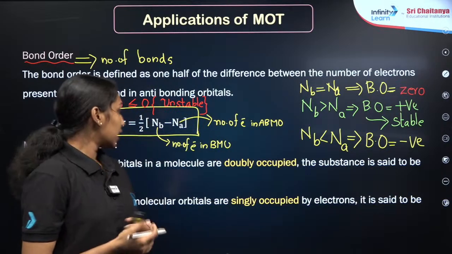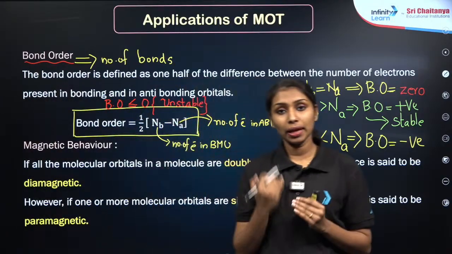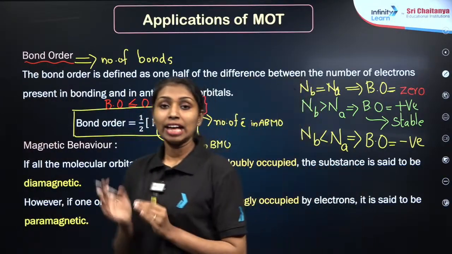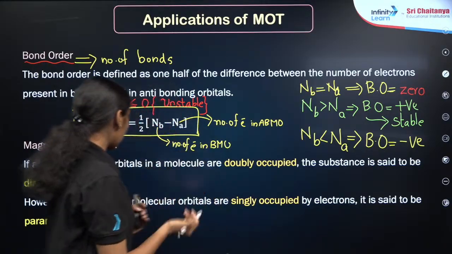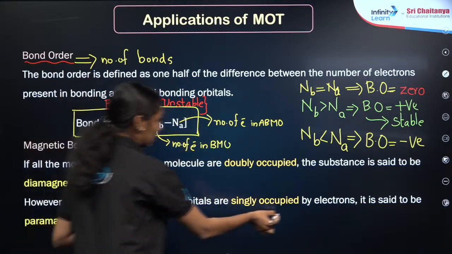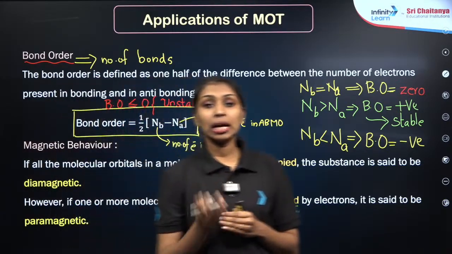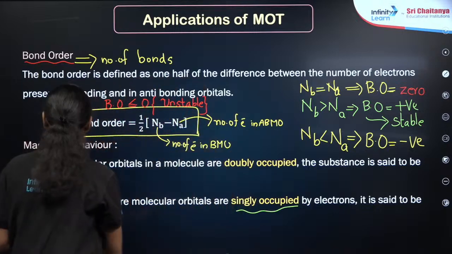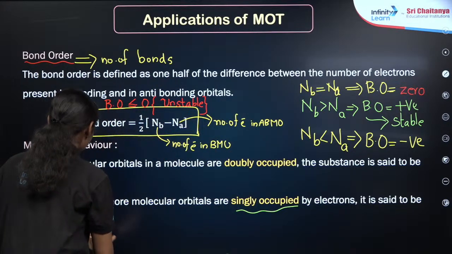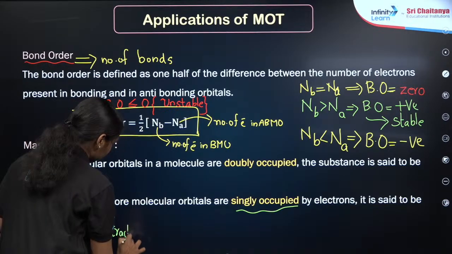Yes, fine. Now the next application is that based on the molecular orbital theory, we can predict the magnetic behavior of molecule, right? Whenever the molecule contains at least one unpaired electron or singly occupied electron, we can say that the complete molecule is paramagnetic, which means that whenever a magnetic field is present, it is attracted by the magnetic field.